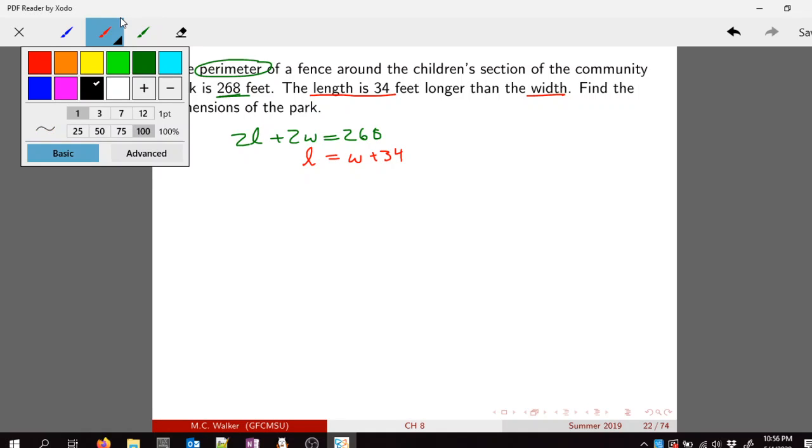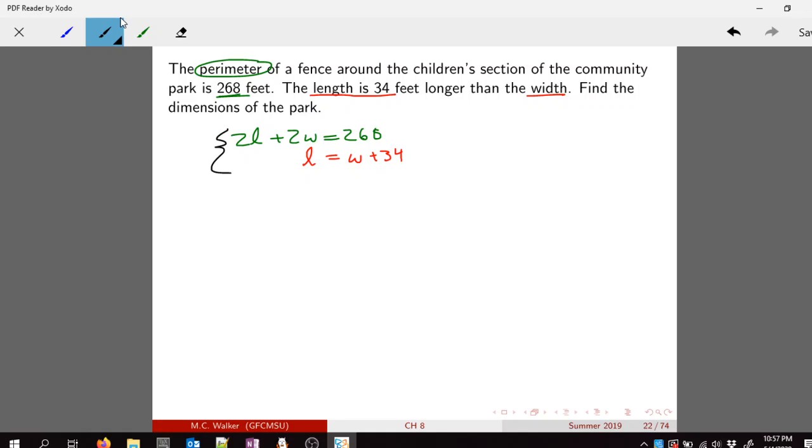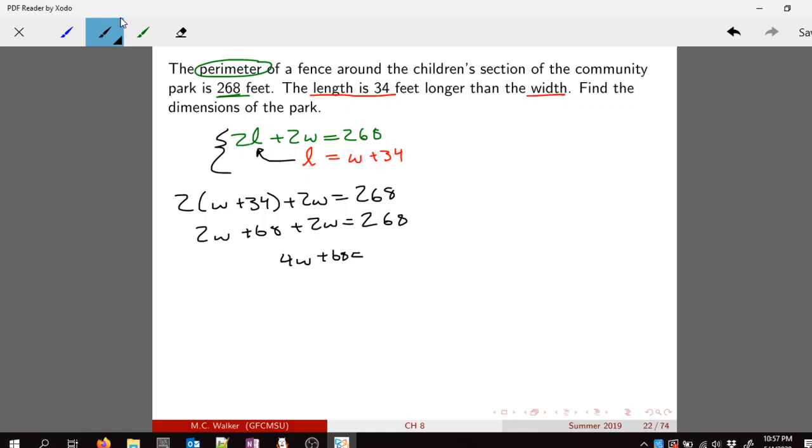And you know what we have right here? We've got a system of 2 equations and 2 unknowns, and it's ready for substitution. 2 times w plus 34 plus 2w is equal to 268. So 2w plus 68 plus 2w is equal to 268. 4w plus 68 is 268. 4w is 200. w is 50, which means that the length is 84.